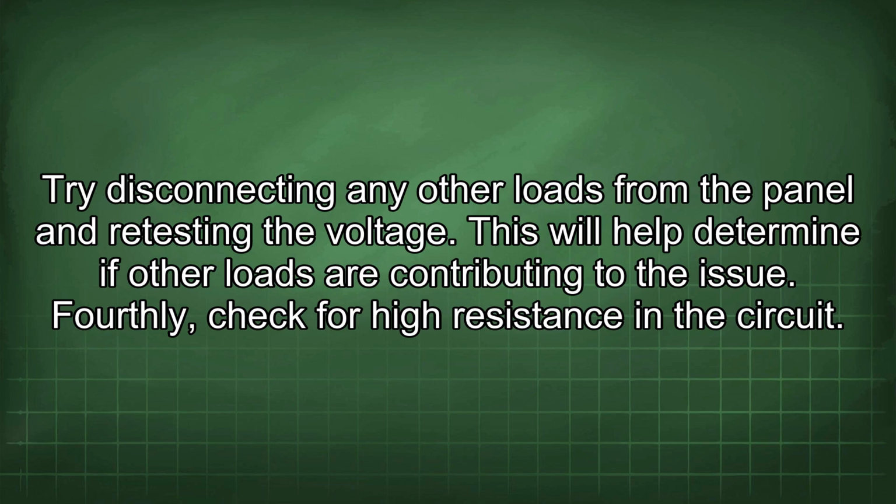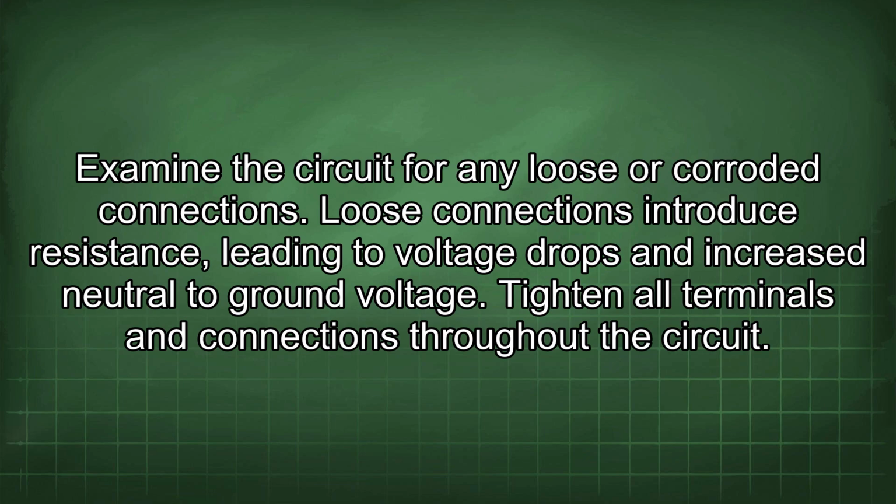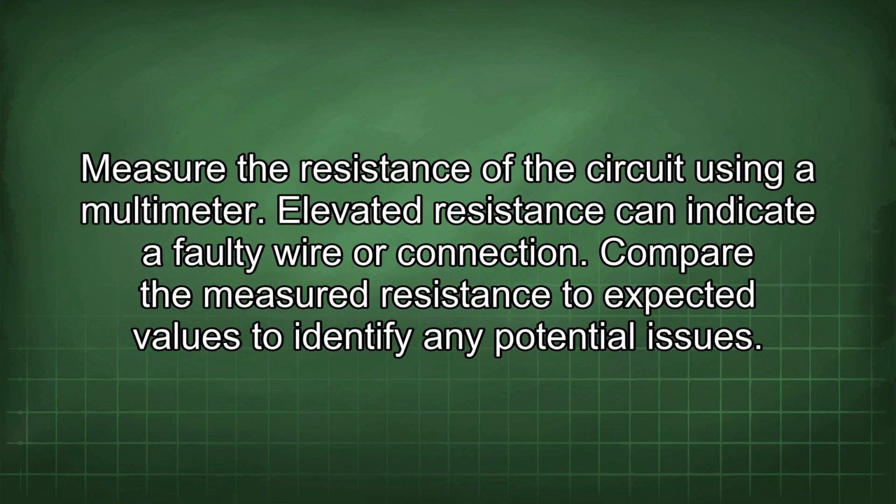Fourthly, check for high resistance in the circuit. Examine the circuit for any loose or corroded connections. Loose connections introduce resistance, leading to voltage drops and increased neutral to ground voltage. Tighten all terminals and connections throughout the circuit. Measure the resistance of the circuit using a multimeter. Elevated resistance can indicate a faulty wire or connection. Compare the measured resistance to expected values to identify any potential issues.